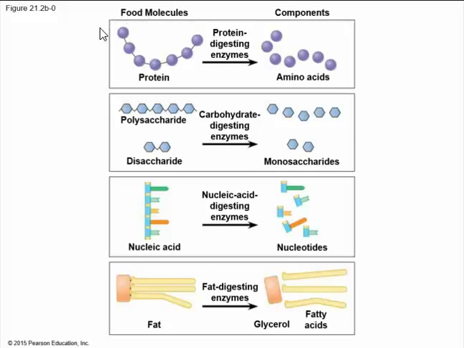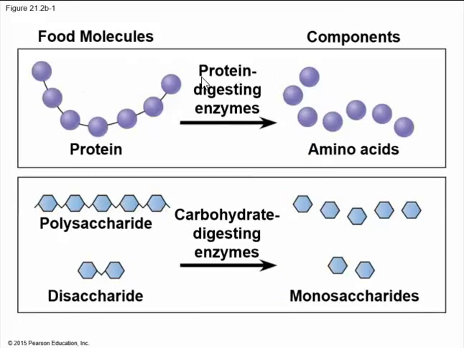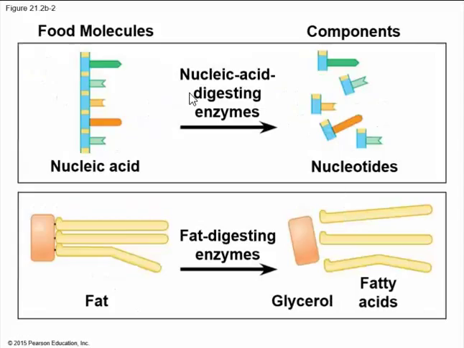So, different molecules are digested by different enzymes. Proteins are broken down by a series of different enzymes, and the end result is breaking everything down into smaller amino acids. There are a wide range of carbohydrate digesting enzymes to break polysaccharides down into disaccharides, and then different enzymes break the disaccharides into monosaccharides. There are enzymes to break down nucleic acids into nucleotides. Fats, different enzymes for breaking fats down. So proteins are digested by a series of enzymes into amino acids, polysaccharides and disaccharides into monosaccharides, nucleic acids are broken into nucleotides, and fats into their components, glycerol and fatty acids.